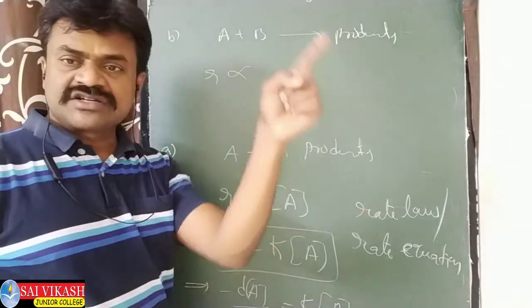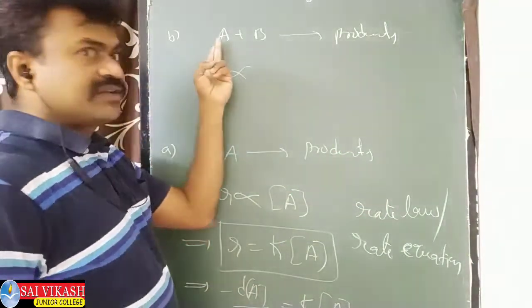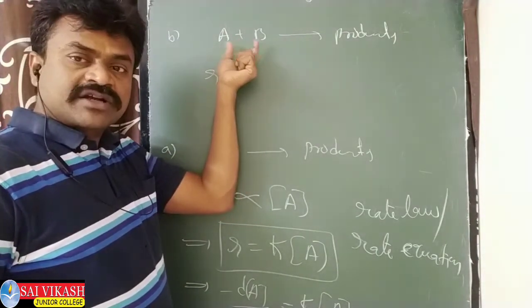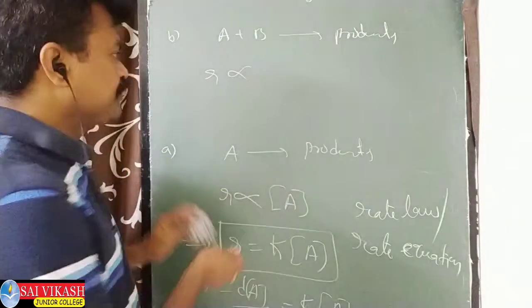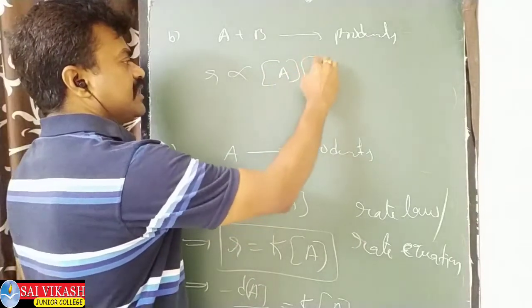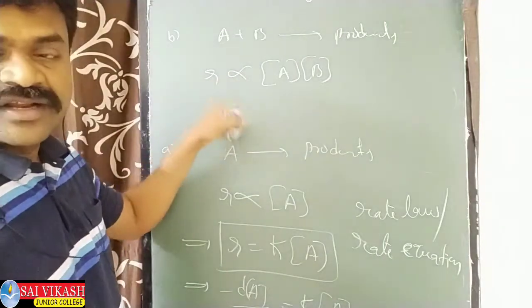Means their coefficients raised into their powers. Like that, whatever the coefficients are there, those coefficients come in the power, and the product of the molar concentrations of all the reactants also. Means the rate is directly proportional to the product of A and B concentrations. This way we can write the rate expression.